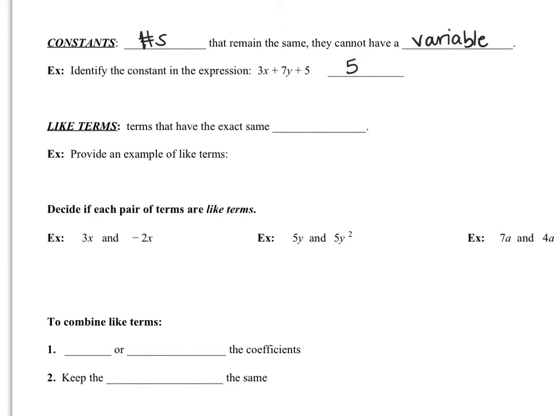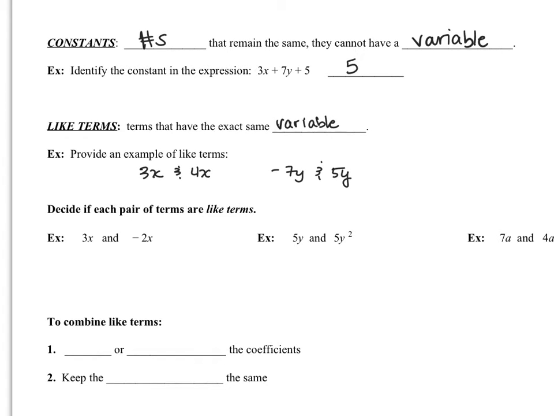And then the last thing is like terms, which are terms that have the exact same variable piece. So an example of like terms might be 3x and 4x, or negative 7y and 5y. The variable has to match exactly.